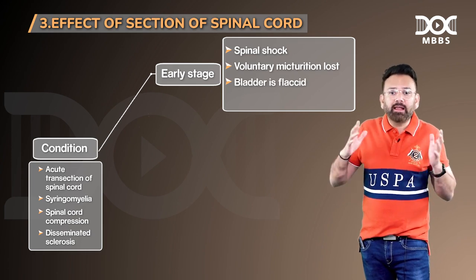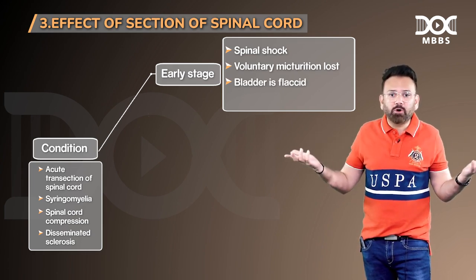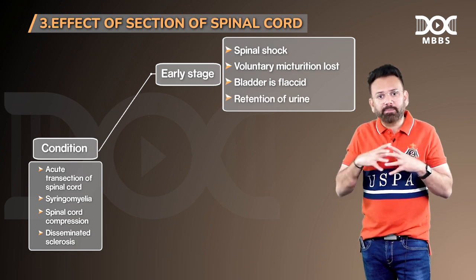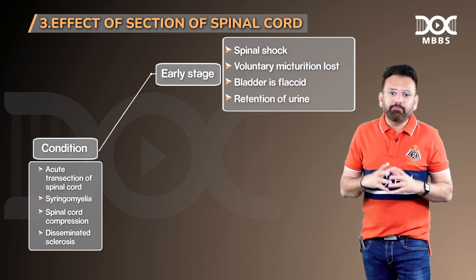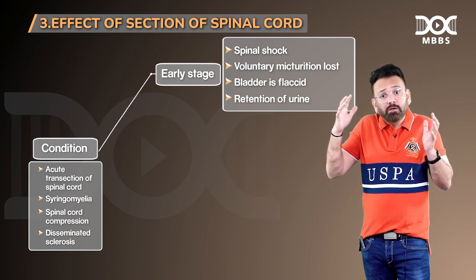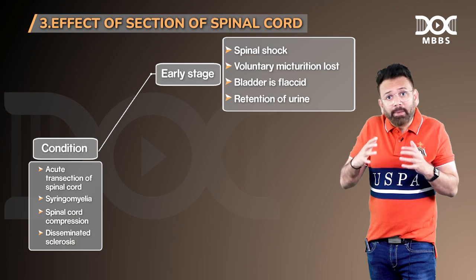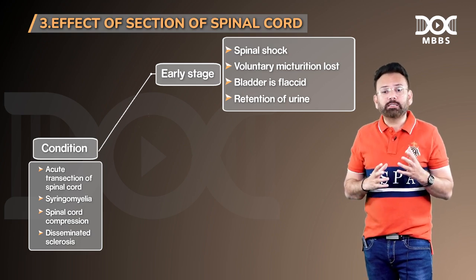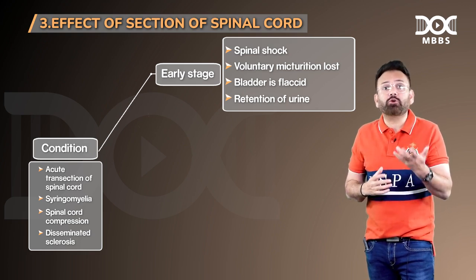Bladder will become flaccid, distended, unresponsive. Retention of urine will start happening. Are you getting my point? And when it becomes more, dribbling of urine can start. So there will be retention with overflow or passive incontinence. So you can say it is overflow passive incontinence.